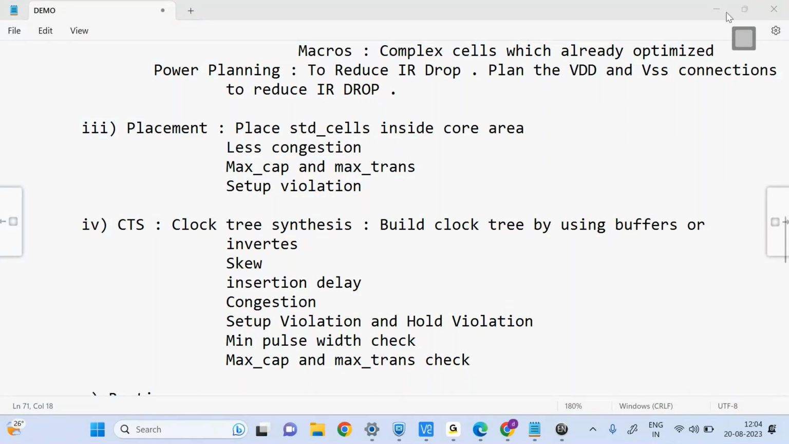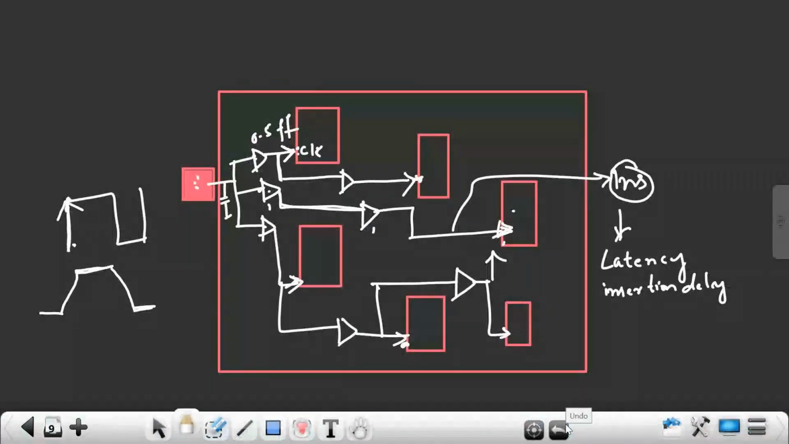See, skew is different from insertion delay, that we will discuss in the session. What is skew? Skew is always calculated between two flip-flops. This is one flip-flop and this is the second flip-flop. Insertion delay means the time taken by the clock to reach from the clock port to the clock pin. That is called as insertion delay. Insertion delay and latency both are the same.